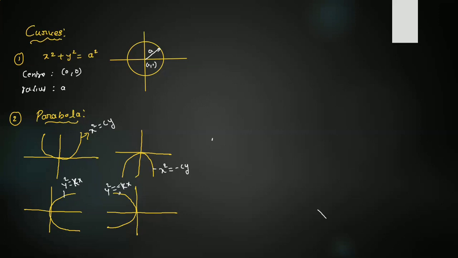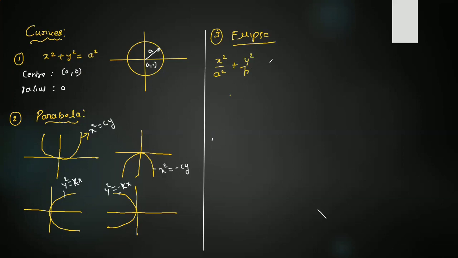Okay, the standard equation of a parabola, if you remember, is x square is equal to 4ay and y square is equal to 4ax, plus or minus. You have to remember this. Next, the ellipse equation. Ellipse: x square by a square plus y square by b square is equal to 1. This is the equation of the ellipse.